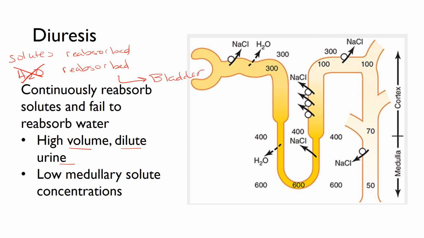Why is it dilute? Well, because you're reabsorbing solutes. Why is it high volume? Well, because your bladder is filling up with water. And in the state of diuresis, your interstitial fluid osmolality in the inner medullary area is very low. So remember that the bottom of the loop of Henle in humans maxes out at 1200 milliosmoles per liter. Well, here in a state of diuresis, the interstitial fluid concentration is 600 milliosmoles per liter.